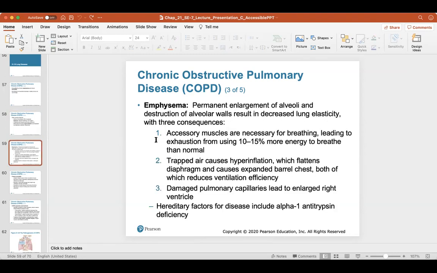Emphysema is a permanent enlargement of your alveoli and the destruction of alveolar walls, resulting in decreased lung elasticity, with three consequences. Your accessory muscles are necessary for breathing, leading to exhaustion. There's trapped air causing hyperinflation, which flattens your diaphragm and causes an expanded chest, both of which reduce ventilation efficiency. And then your damaged pulmonary capillaries lead to an enlarged right ventricle of the heart. Hereditary factors for the disease can include alpha-1 antitrypsin deficiency.